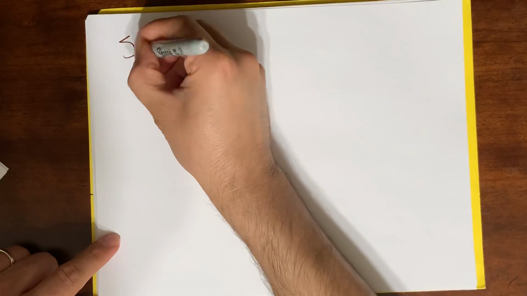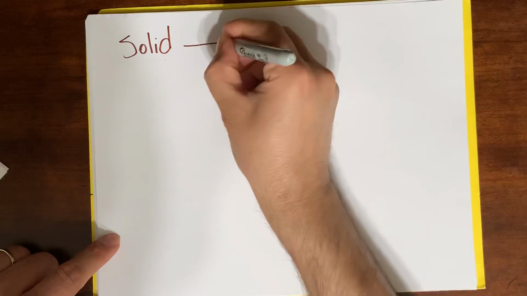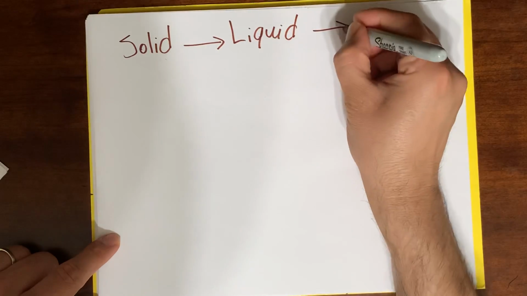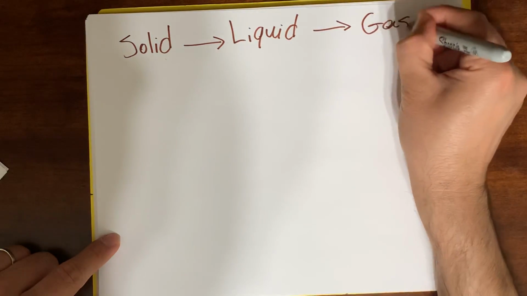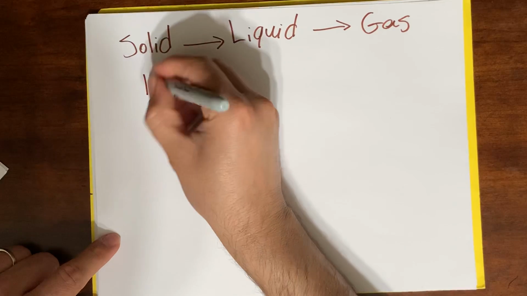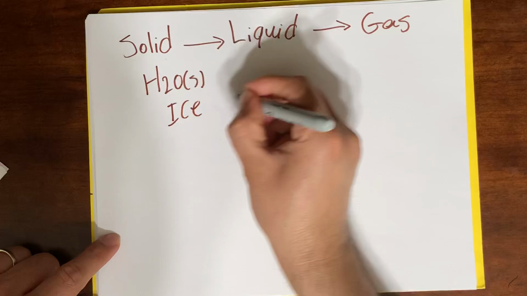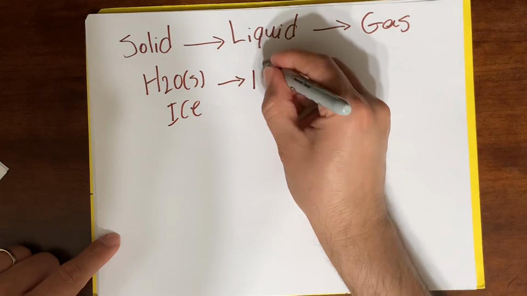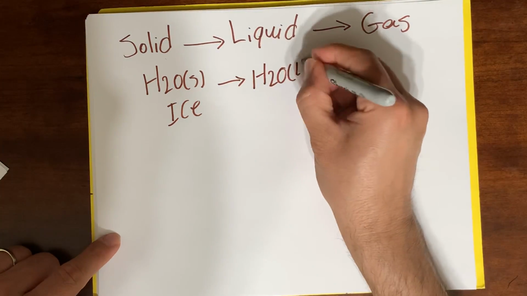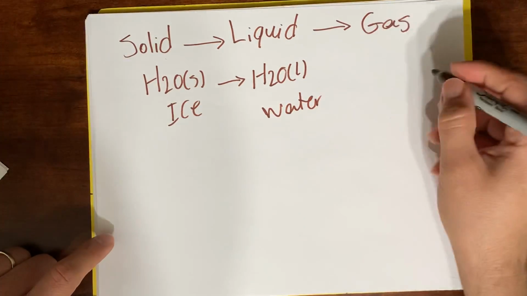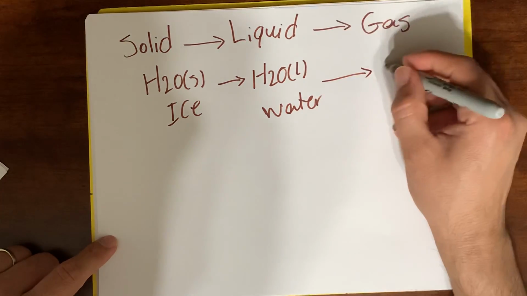Entropy increases by moving from solid to liquid and then to gas. So if you have H2O solid, ice, you turn it to H2O liquid, say water. Then you turn it to gas.